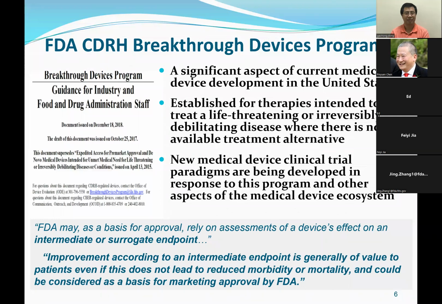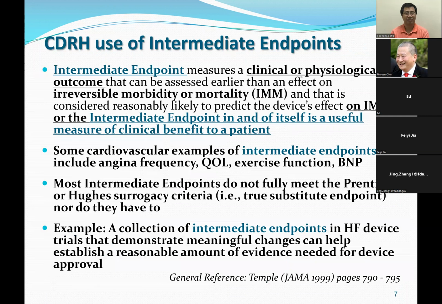And let me drill down a little bit more on that last bullet. The guidance is available through the FDA, and one of the key points it makes is that initial approval for a breakthrough device may be made on the basis of intermediate endpoints. And let's go to the next slide so that we can dive a little bit deeper into CDRH use of intermediate endpoints.